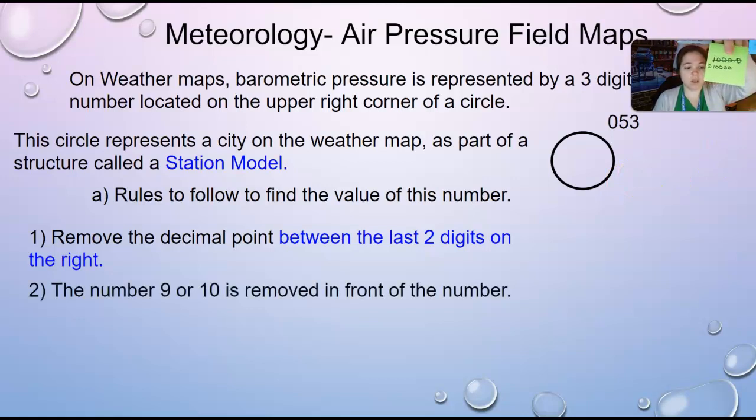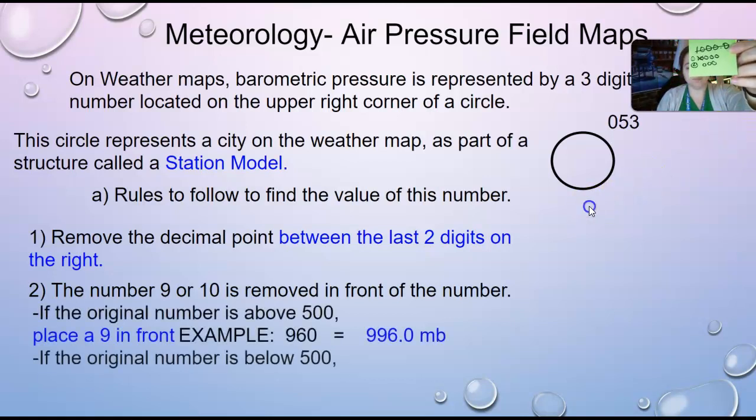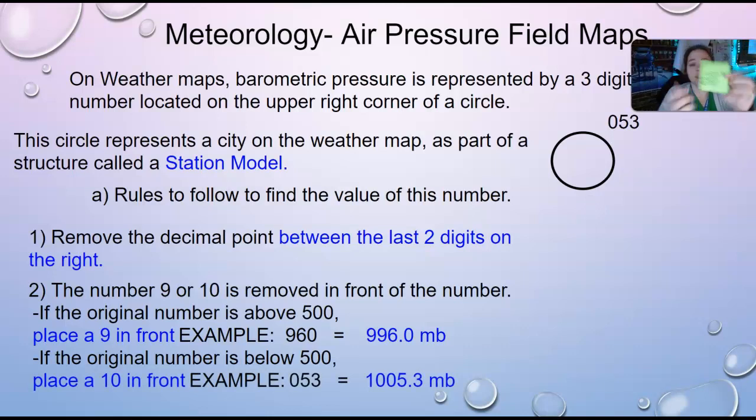Step 2, the number 9 or 10 at the front of the number is going to be removed. So step 2, I'm going to remove the 10 from the front because this one had a 10 in the front. So I remove the 10 right here, and I'm left with 3 numbers. And this is how you get that 3-digit number. So if I have 000, it's going to represent 1,000 millibars. Now that is to go the direct way just to get the 3-digit code.